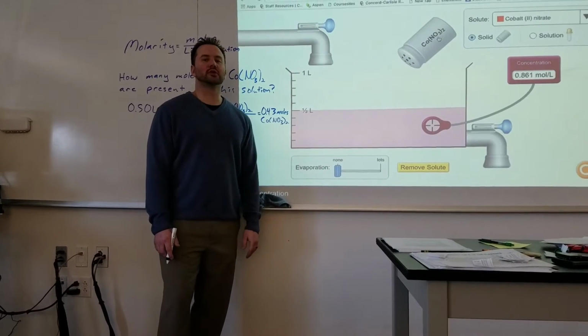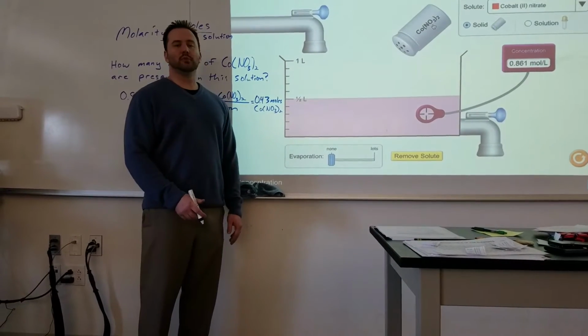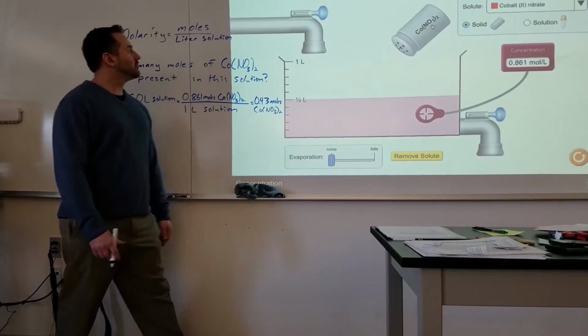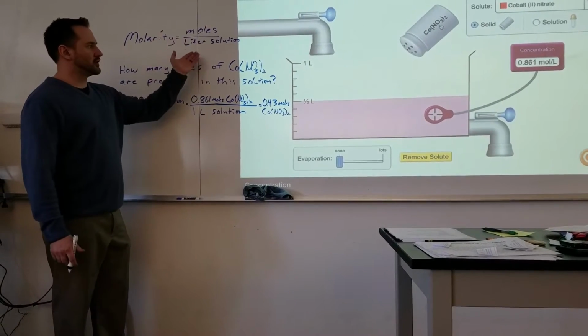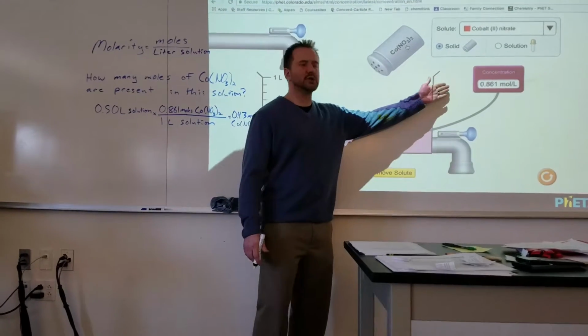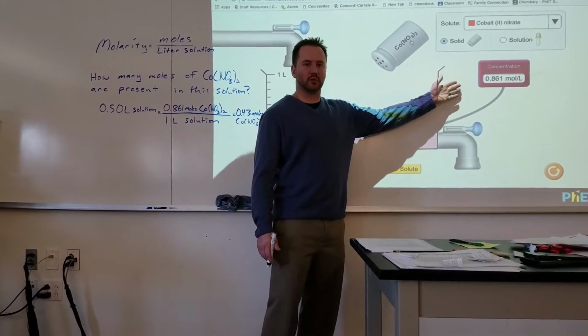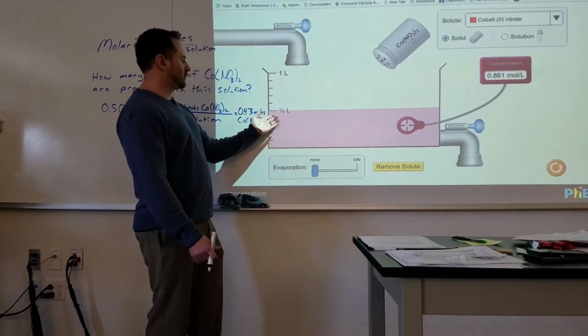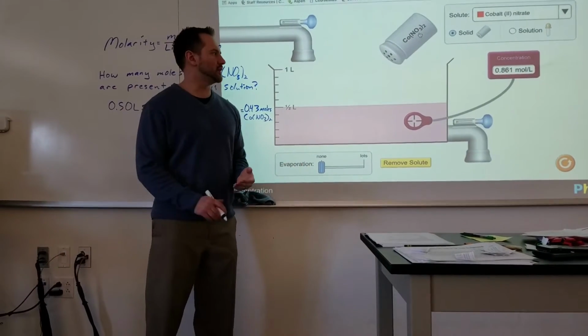We're going to talk about solution concentration, which we use the term molarity to describe. So molarity represents the number of moles of solute per liter of solution. And if we look at this solution right here, we can see that it has a concentration of 0.861 moles per liter. And you can also see that we have approximately half a liter of solution.